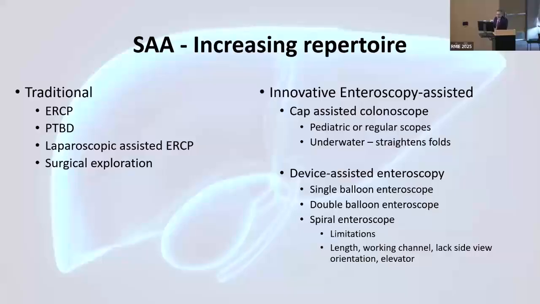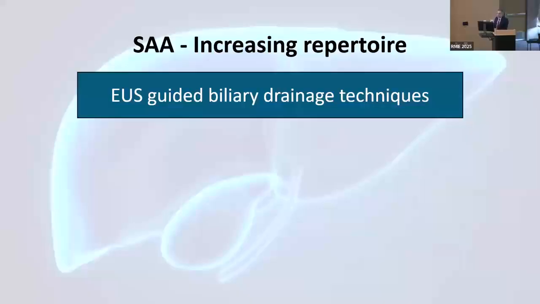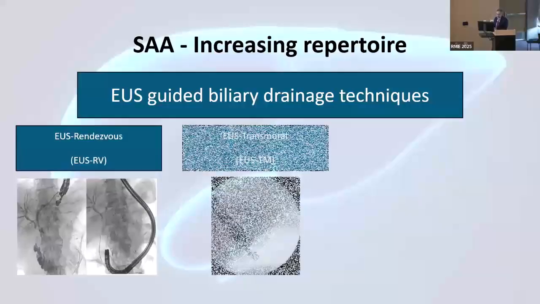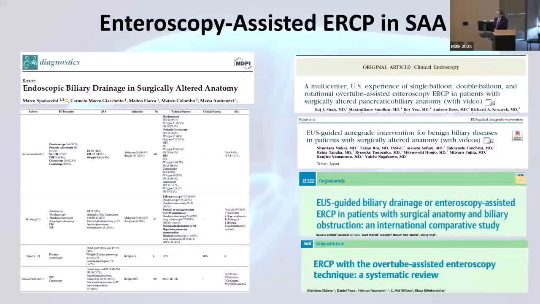I'm not going to go through our repertoire, but just to mention that this is increasing. We obviously have the traditional approaches, and then I think this community is very familiar with the device-assisted enteroscopy approaches. But more recently, the EUS-guided biliary drainage techniques, and the big interest or benefit of this is that in a large proportion of cases, it negates the underlying surgically altered anatomy. So generally speaking, there are 3 techniques: the EUS rendezvous technique, the transmural technique, and then the antegrade interventional technique.